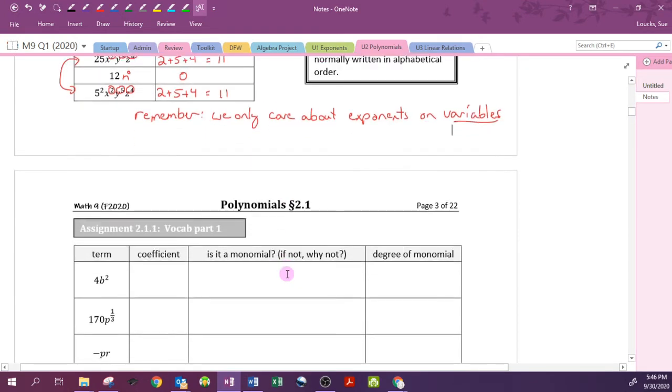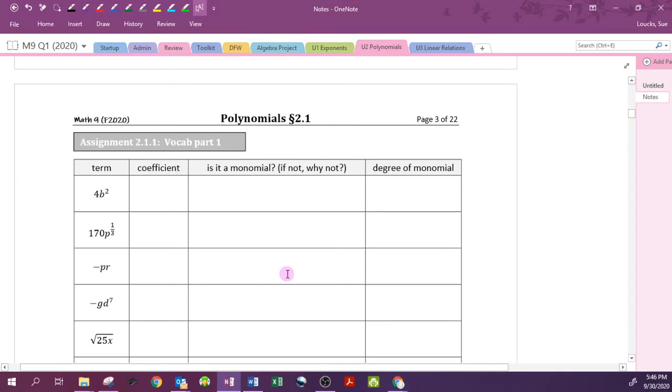Okay, let's do this first example on this page. The coefficient on this one is 4. Is it a monomial? Yes, because the exponent on the variable is a non-negative integer. I only have to say why it's not, if it's not a monomial. And the degree of the monomial is 2, because the exponent here is 2.